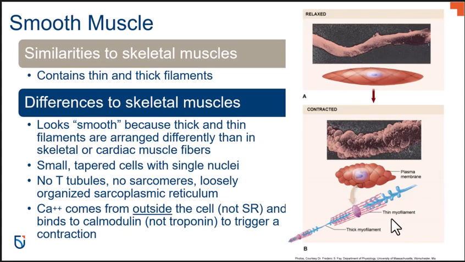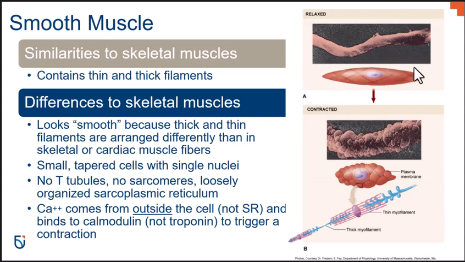In skeletal muscle, they're arranged in a way that they end up forming those striations or those bands that you would see when you look at it microscopically. But with smooth muscle, they're arranged differently, so much so that they give a smooth appearance, which differs from the striated muscle in skeletal and cardiac muscle.